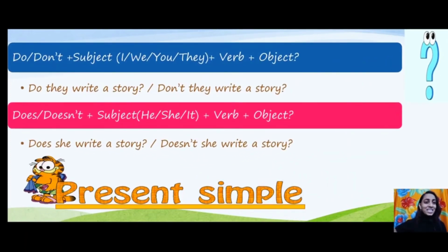Now, let us talk about how to frame interrogative sentences in simple present tense. Again, depending upon the subject, we have two structures. By this time, we are very clear that with plural subjects, that is I, we, you and they, we always use the auxiliary verb do, and with the subjects he, she, it, which are singular subjects, we use does. Fine. If we are framing a positive question or positive interrogative sentence, then we have to write do. And if we are framing negative interrogative sentences, it begins with don't. Fine. Now let us see the structure of the interrogative sentences. Do or don't plus plural subject plus verb plus object. Do they write a story? And the negative interrogative sentence will be, don't they write a story?